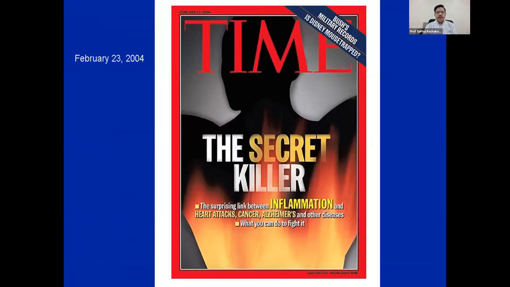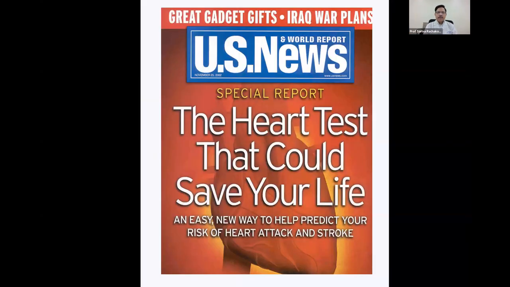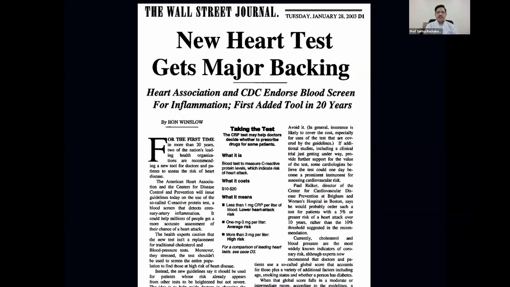Now you see, the secret killer, there is an article in Time Magazine, surprising link between inflammation and heart attacks, cancer, Alzheimer's and other diseases. How can we fight that? Heart disease is an inflammatory disease. How do I test that inflammation? By a very easy new way to help predict the risk of heart attacks and stroke, a special report. What is that? Heart Association and CDC endorsed blood screen for inflammation. First added tool in 20 years, that is the HSCRP.